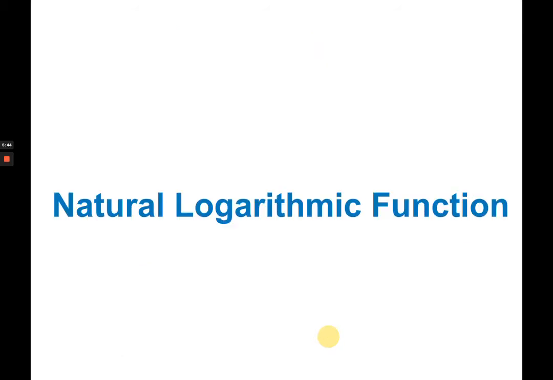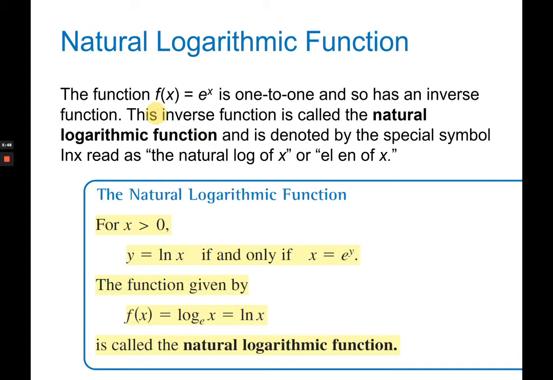Okay, let's proceed. What about the natural logarithmic function? The function f of x equal to e raised to x is one-to-one, so it has an inverse function. The inverse function is called the natural logarithm and is denoted by the special symbol ln x, read as the natural logarithm of x, or ln of x.